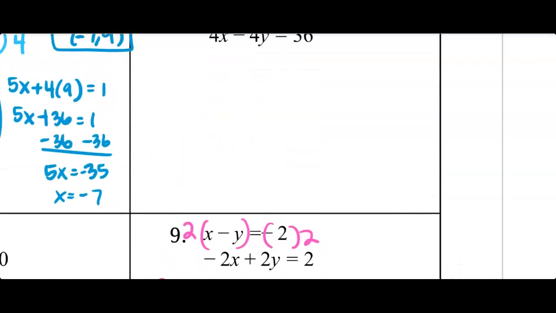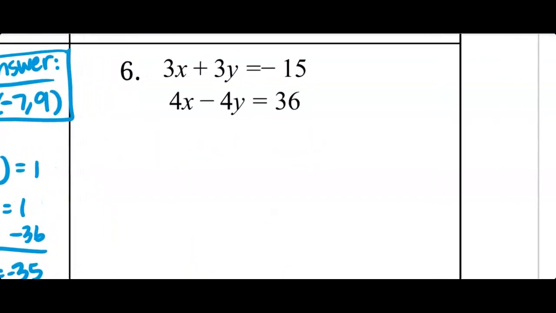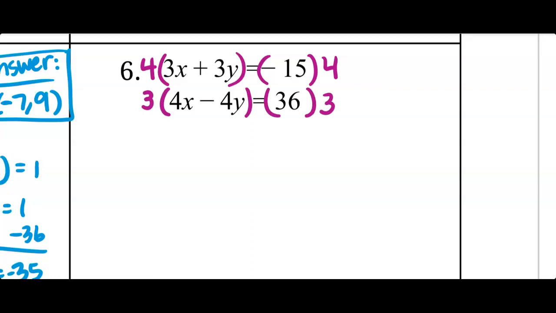I want to talk about one last question, and that is number 6. When we look at number 6, we don't see any opposite pairs or any numbers that will multiply to be each other. So I am simply going to multiply my top by 4 and my bottom by 3. I'm trying to eliminate my x's. So since they have the same sign, I need to make one of the numbers I'm multiplying by negative because that will achieve an x that has opposite signs.